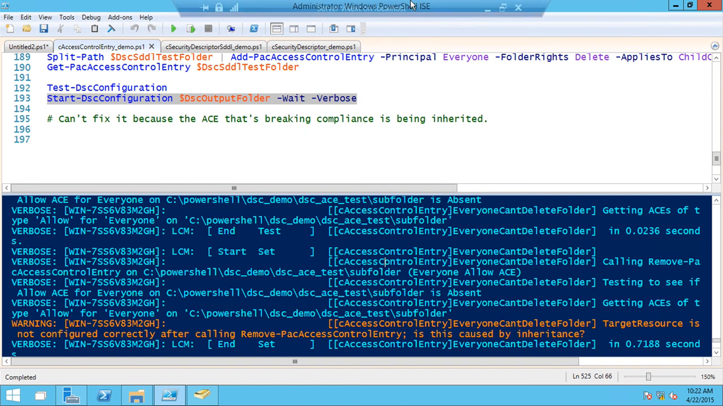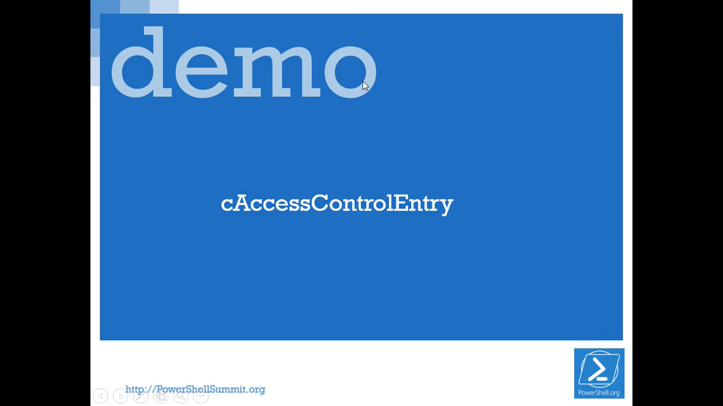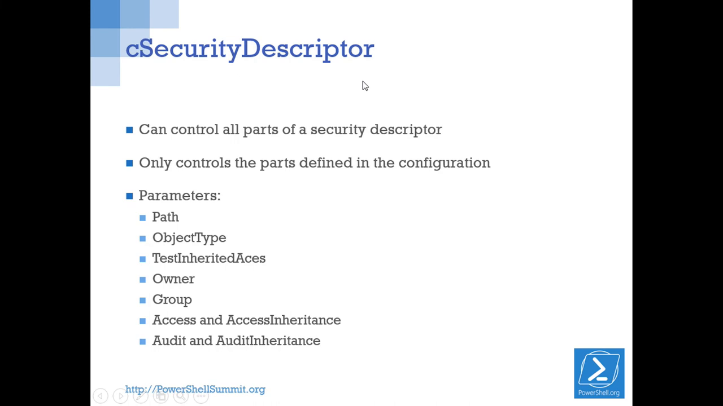So let's move on then to the C security descriptor resource. This one doesn't control just access control entries. This can control any part of a security descriptor: the owner, the group, the DACL itself, the SACL, and also the inheritance for both of those ACLs. When you define something in it, it's only going to care about the parts you define. So if you define a configuration that says this thing's owner must be this, it doesn't care what the other parts look like. It only cares about what you've defined.